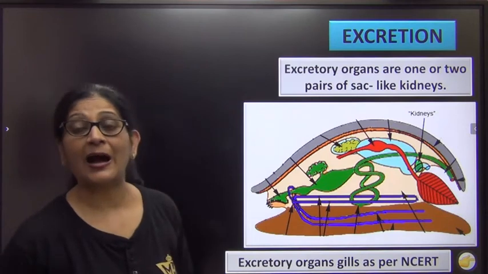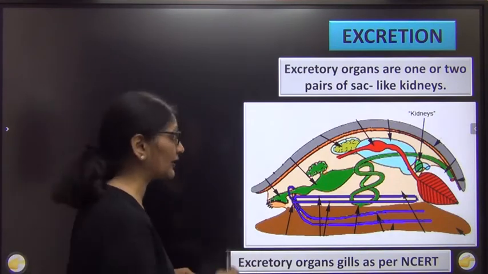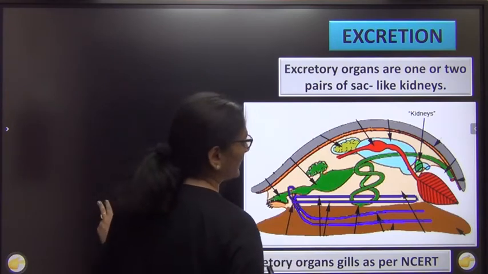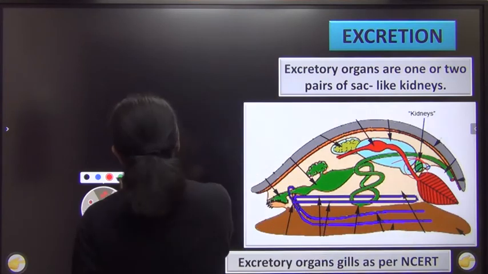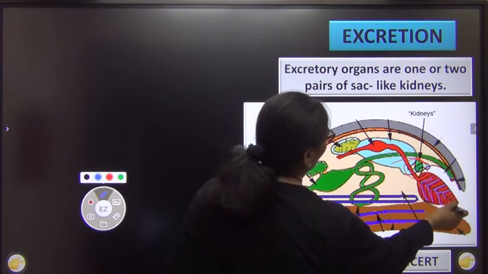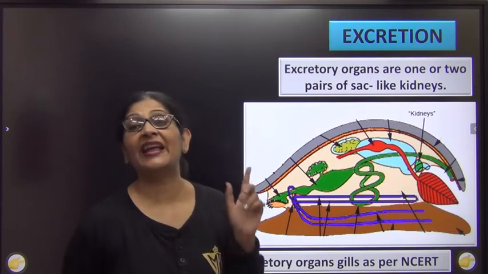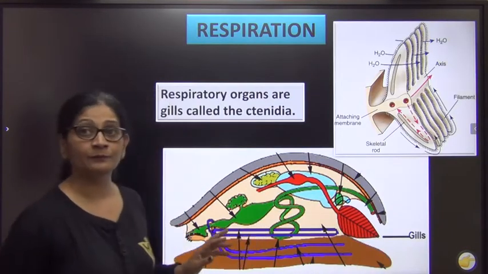Excretion, I told you, what was written in your NCERT? Gills are both for respiration and excretion. Though I teach kidney sac, you will not remember kidney sac. As per me, it should have been kidney sac, but you will learn that no, it is the gills which help in both respiration and excretion, because for NEET, it is only NCERT which is given the prime importance.